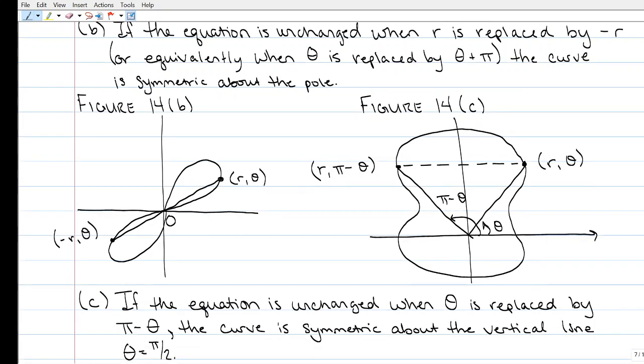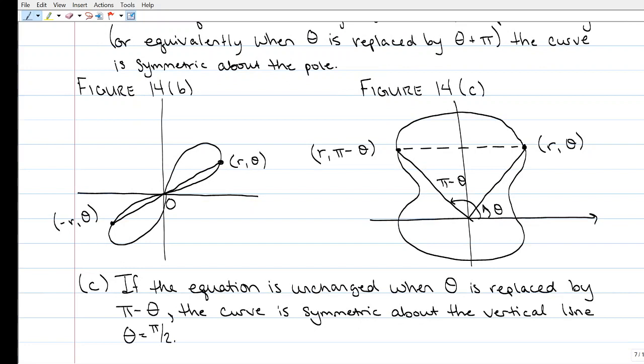C. If the equation is unchanged when theta is replaced by pi minus theta, the curve is symmetric about the vertical line theta equals pi over 2. So here we want to talk about symmetry across the y-axis. One side of the y-axis is mirror imaged on the other. You can take a look at 14c, or you can think of the cardioid we graphed in example 7.